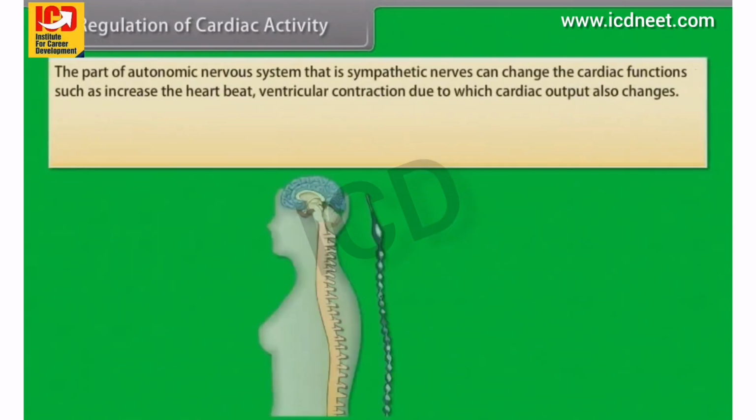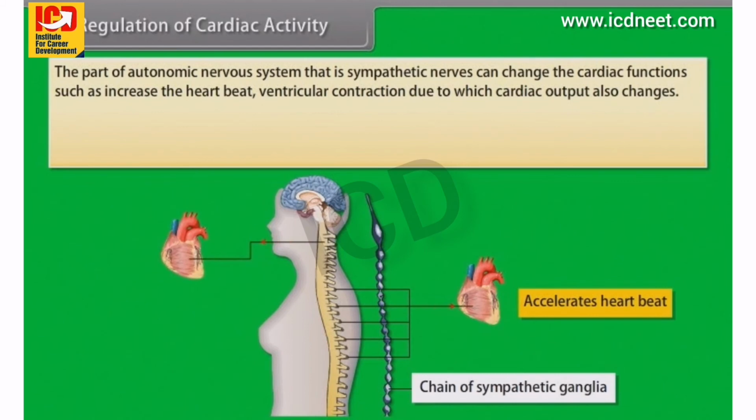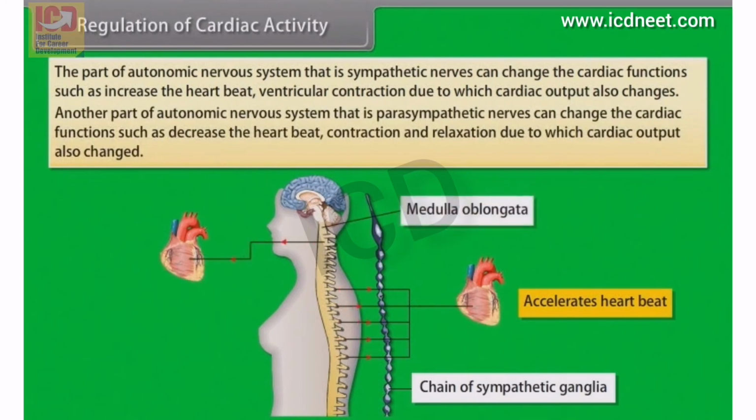The sympathetic part of the autonomic nervous system can change cardiac functions, such as increasing the heartbeat and ventricular contraction, due to which cardiac output also changes. Another part, the parasympathetic nerves, can change cardiac functions such as decreasing the heartbeat, contraction and relaxation, due to which cardiac output also changes.